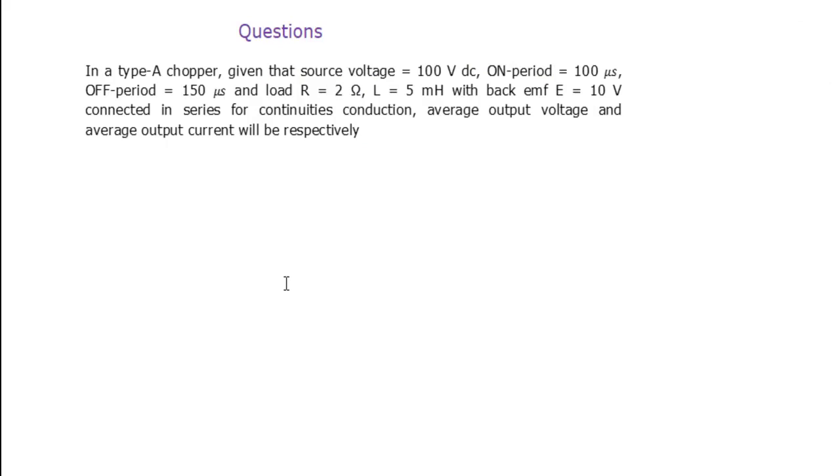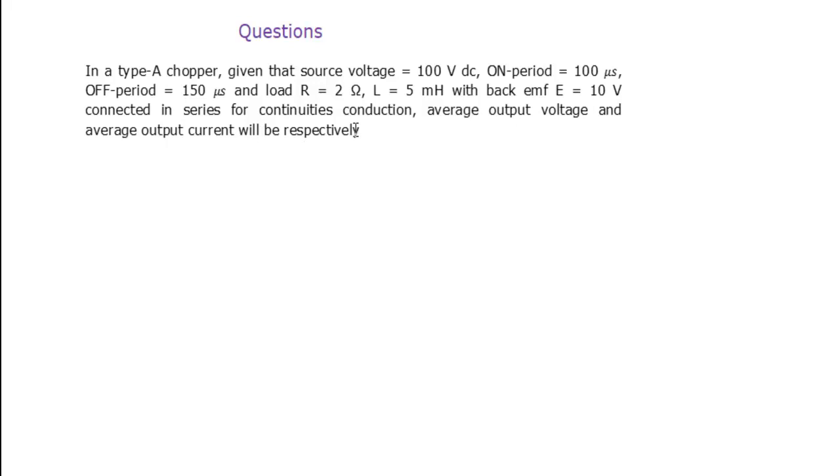Okay, the first question is, in type A chopper, given that source voltage be 100 volts DC, on period 100 microsecond, off period 150 microsecond, and load resistance 2 ohm, inductance is 5 millihenry with back EMF 10 volts connected in series, for the continuous current conduction, the average output voltage and average output current will be respectively.